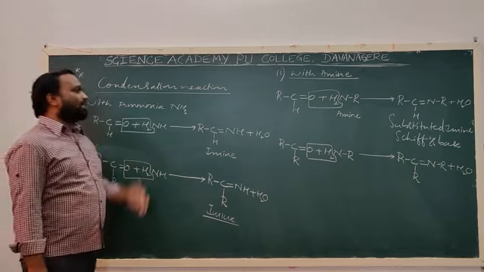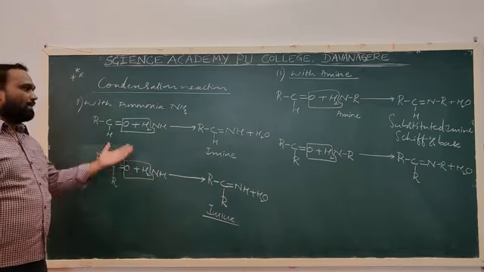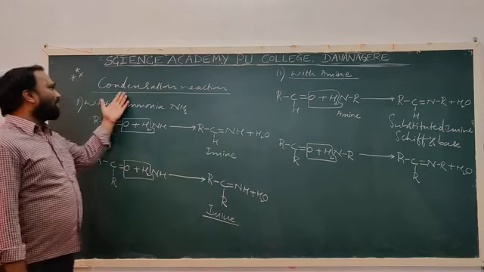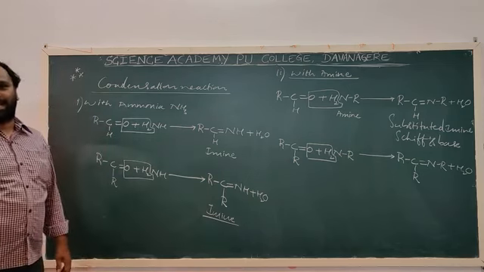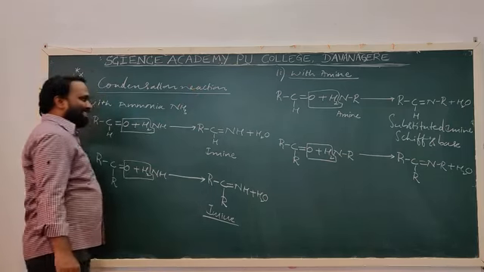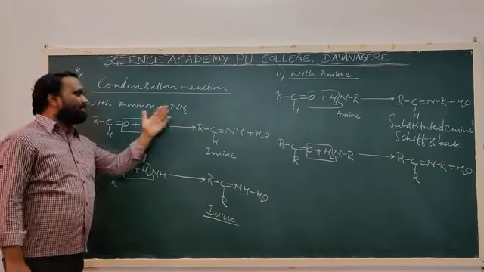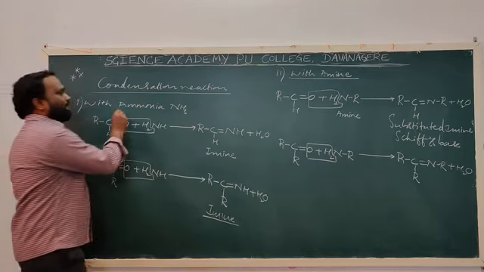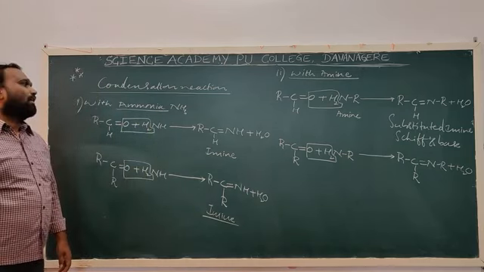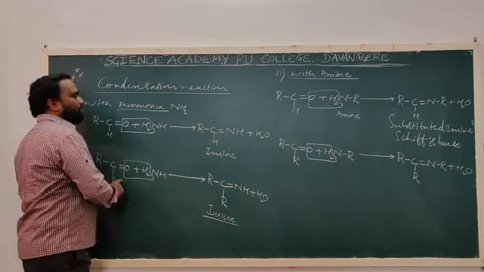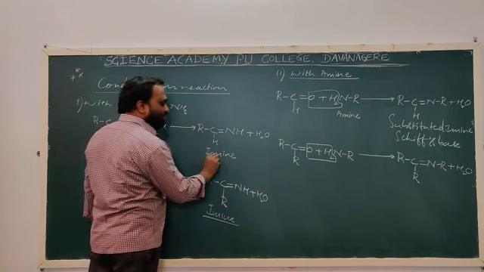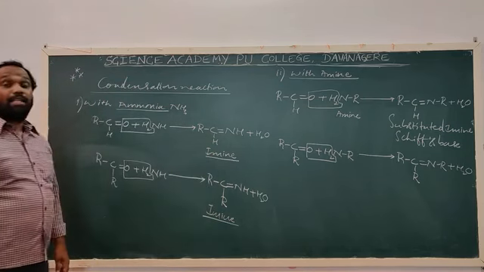When two or more reactants react with the elimination of simple molecules like water, ammonia, HCl, it is called a condensation reaction. In this heading, we have more reagents, that is, more condensation reactions. Now let us take the first one, that is reaction with ammonia. Aldehydes and ketones react with ammonia to form products called imines.